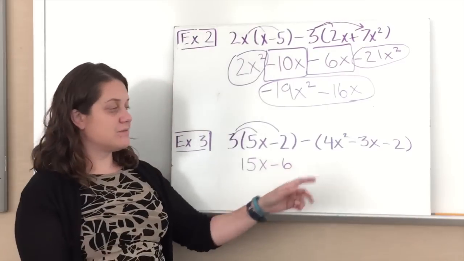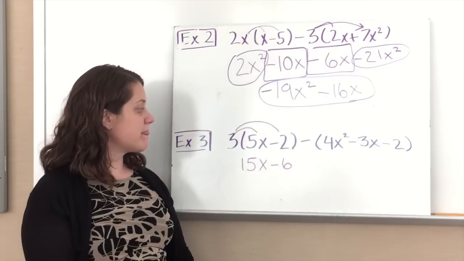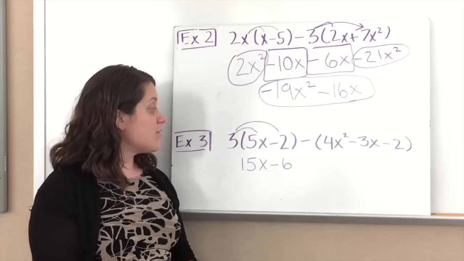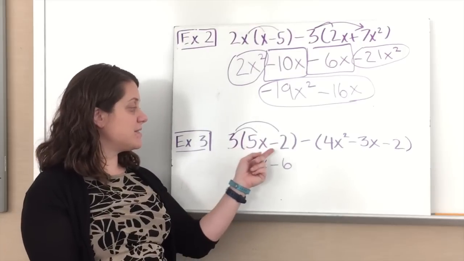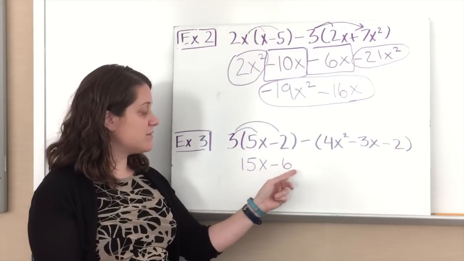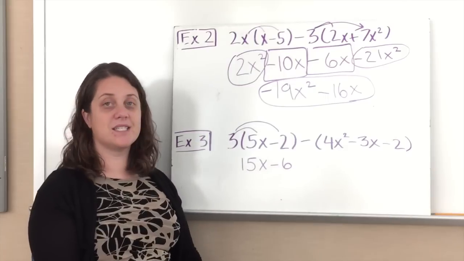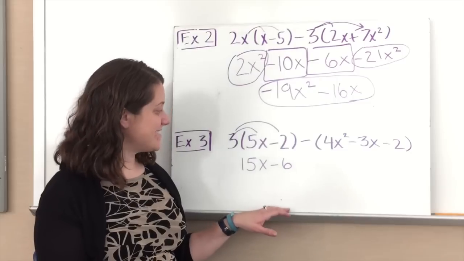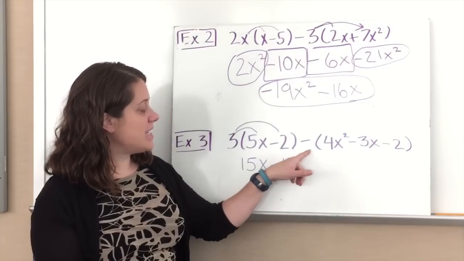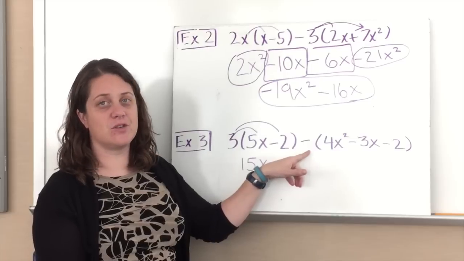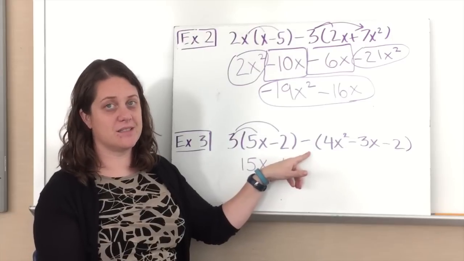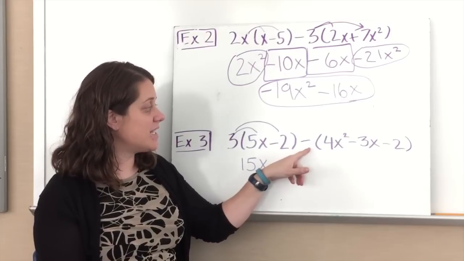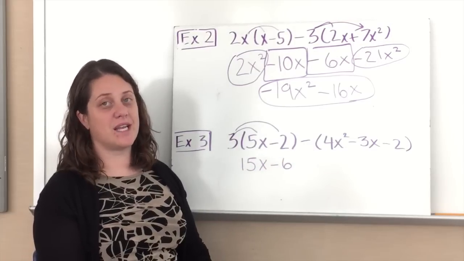But wait, you said negative 6, but that looks like a subtraction sign. You're right, but remember that it's a 3 times a negative 2, which is a negative 6. So a negative 6 and a minus 6, it really comes out looking the same way. I remember that now. All right, so right here you might think, oh, there's nothing to distribute, so I can just drop the parentheses. But if there's a negative sign, I do need to distribute that negative.